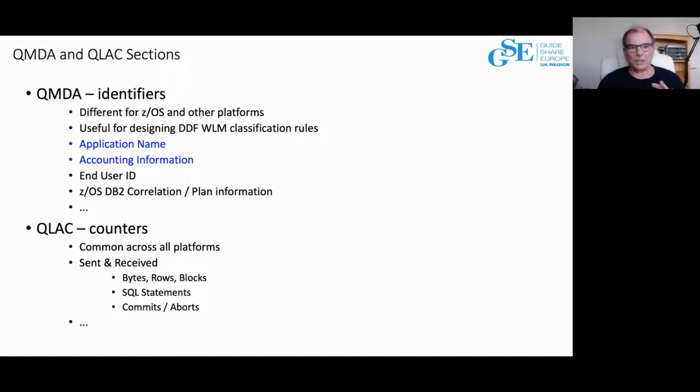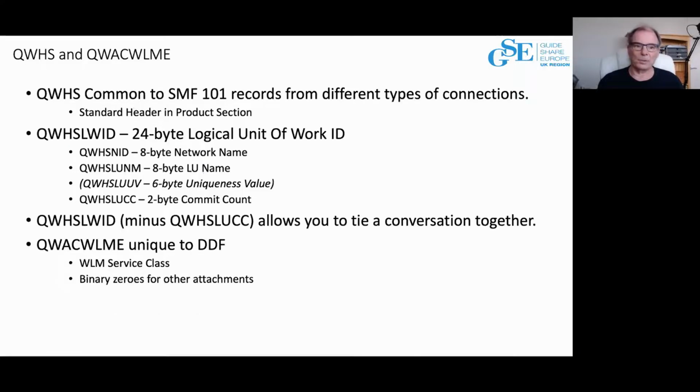If nothing else, these identifiers are quite useful for thinking about what your WLM classification rules should be for DDF, because the identifiers map almost one-for-one onto things you can classify in WLM for DDF with. At the bottom half of the slide, we have counters, which are really common across all platforms. So I gave you some of them. So, bytes, rows, and blocks sent and received, SQL statements sent and received, commits and aborts sent and received. So there's a nice set of counters here, which can be really, really handy. So those are two great sections to work with.